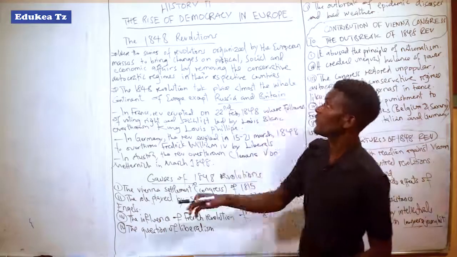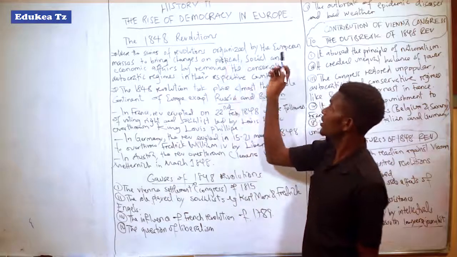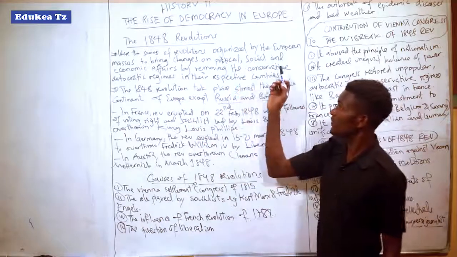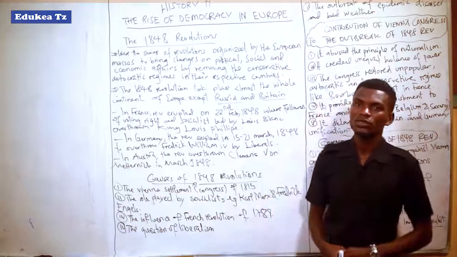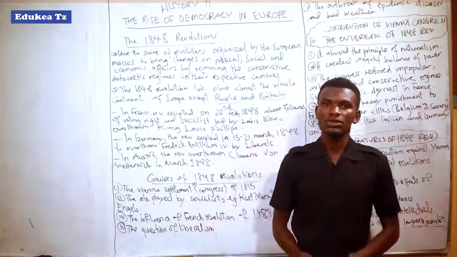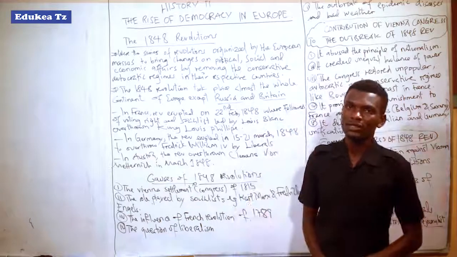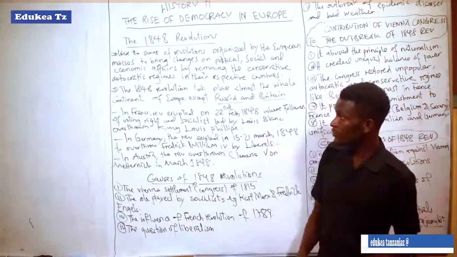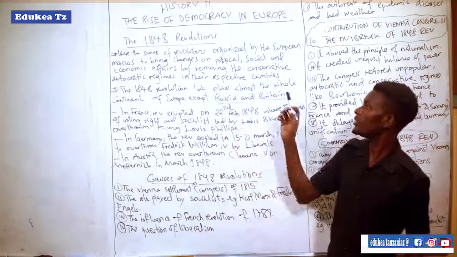What is the definition of the 1848 revolutions? These were a series of revolutions organized by the European masses to bring changes in political, social, and economic affairs by removing the conservative autocratic regimes in their respective countries. And the 1848 revolutions took place almost in the whole continent of Europe except Russia and Britain.